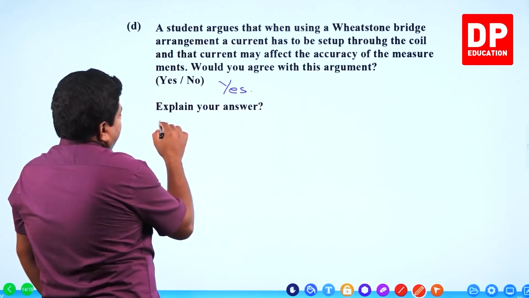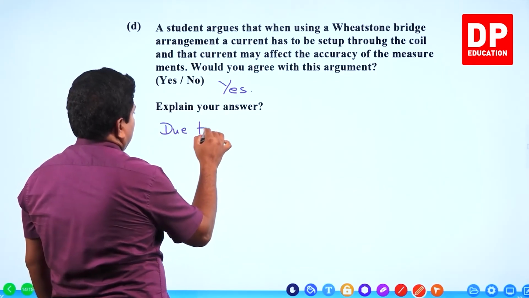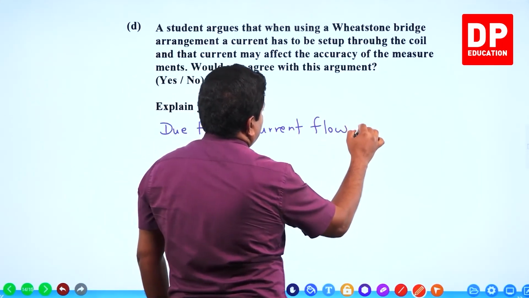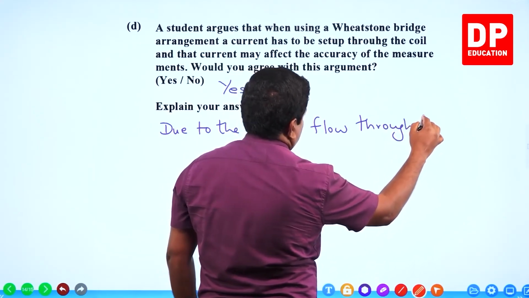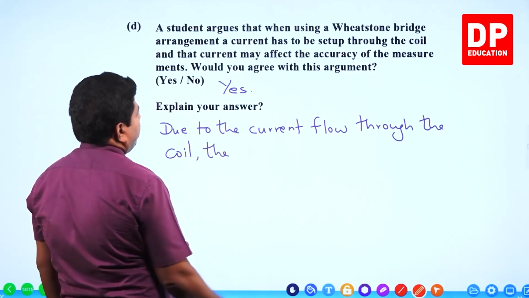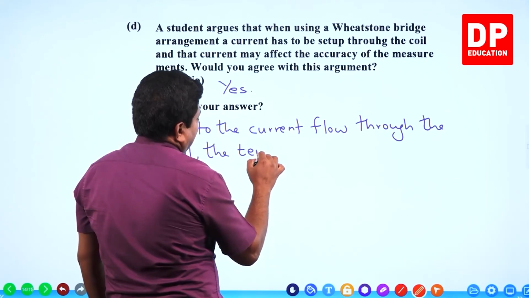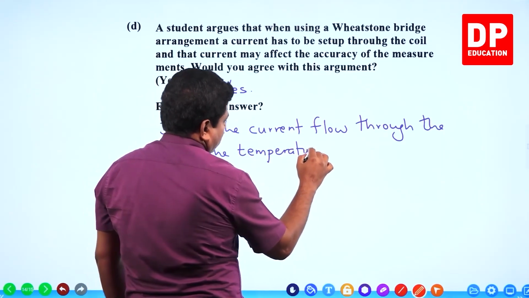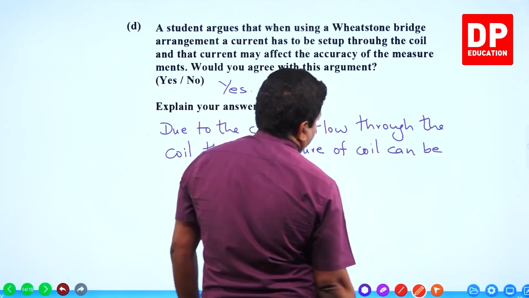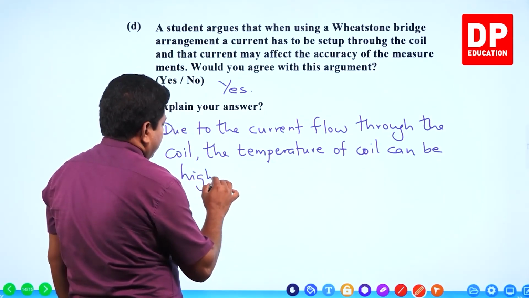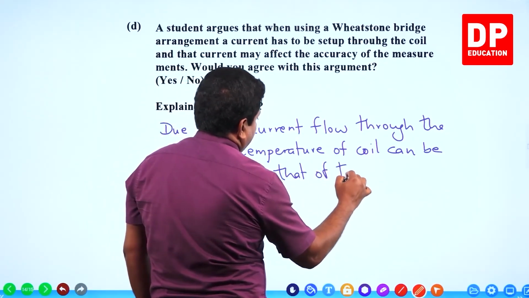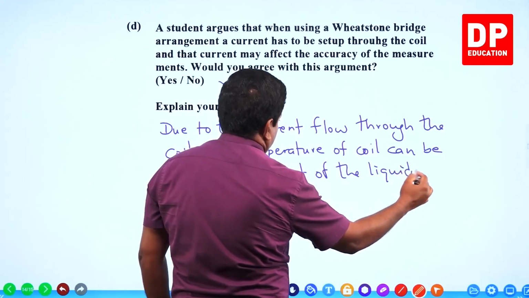Explain your answer. Due to the current flow through the coil, the temperature of the coil can be higher than that of the liquid. Next.